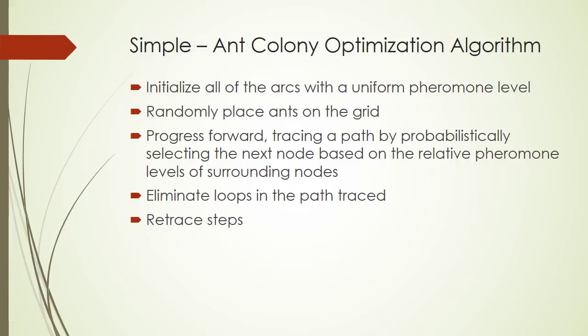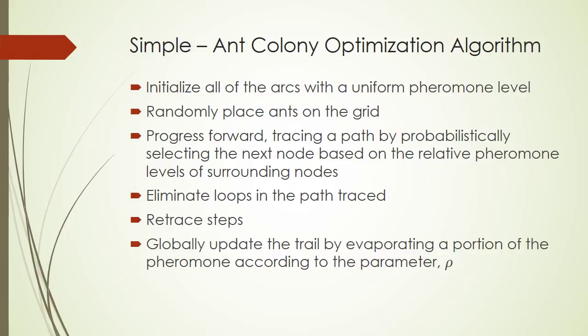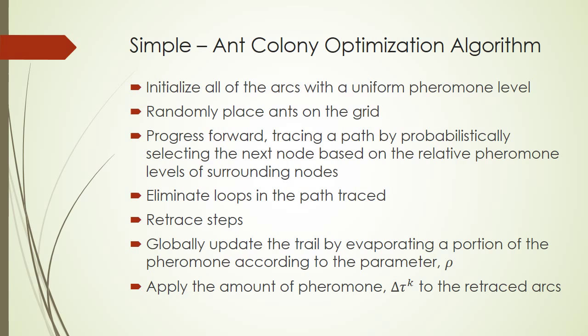The ant then retraces its steps. The global trail can then be updated by evaporating a portion according to the parameter rho. An amount of pheromone, delta Tk, is then applied to the retraced arcs, and delta Tk is equal to the inverse of the length of the path that ant K took. This can then either be looped again, or the routine can be exited.